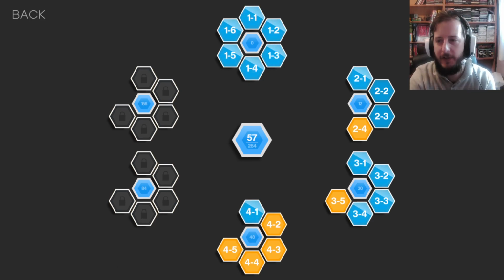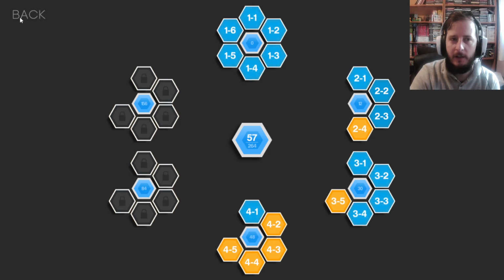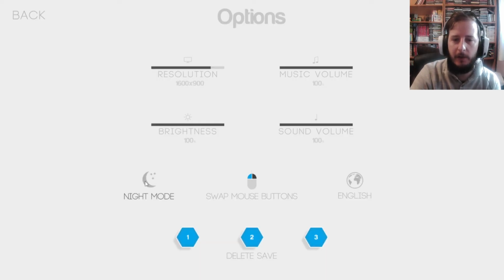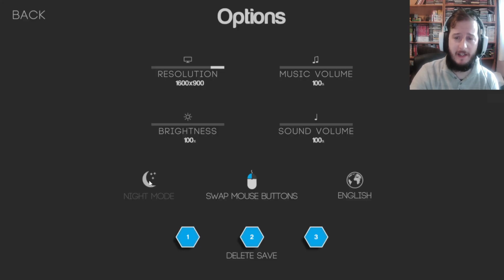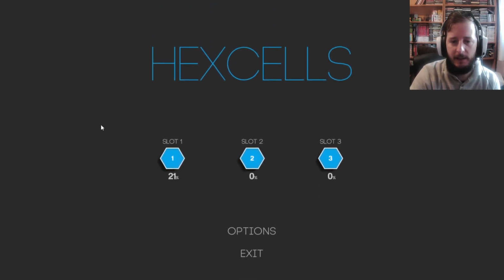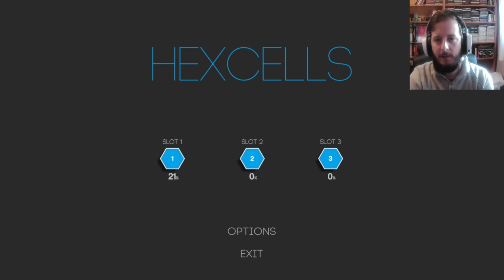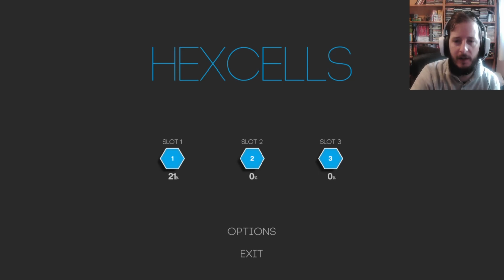It's Hexcells. It's on Steam. It's in the autumn sale, the Thanksgiving sale, by Matthew Brown. I like it. I like the presentation. There's a night mode, thank the good sweet Lord, because can you imagine staring at that? Swap mouse buttons is an option, maybe I should have pressed that straight away. It's also in a bundle with Hexcells Infinite and Hexcells Plus. You get all three of those games for £1 and 79 pence sterling. That's pretty good. That's pretty good.